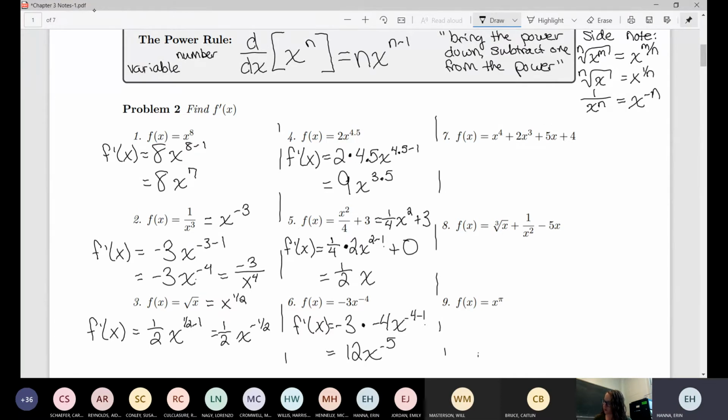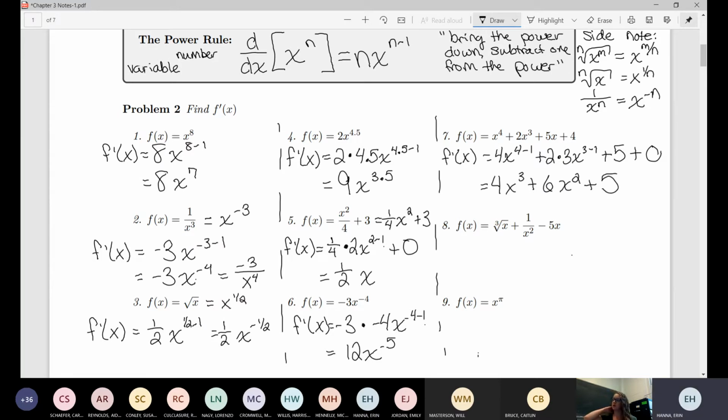Number 7 is one of the longer ones we've seen, but it's just the same rule, just because of the fact that we can essentially move through that addition, we just take the derivative of each piece separately. So bring the power down, subtract 1 from the power. 2 comes along for the ride, bring down the power, subtract 1 from the power. Derivative of 5x, since it's just 5 times a single occurrence of the variable x, that's just going to be 5. And then the derivative of 4, which is a constant completely by itself, is going to be 0. So we'll have 4x cubed plus 6x squared plus 5.